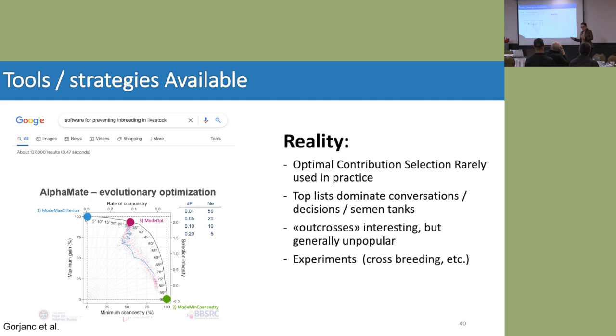They're everywhere, right? What's the reality? Anybody know? Well, it's rarely used in practice, right? And the top lists dominate conversations, decisions, and semen tanks. Top lists, and I don't mean like the top 1,000, I mean like the top 100, right? Outcrosses are really interesting, but nobody actually buys them, making it really difficult for an AI company to invest money in buying outcrosses, because if you guys don't buy it, because you're like, well, why would I do that, really?